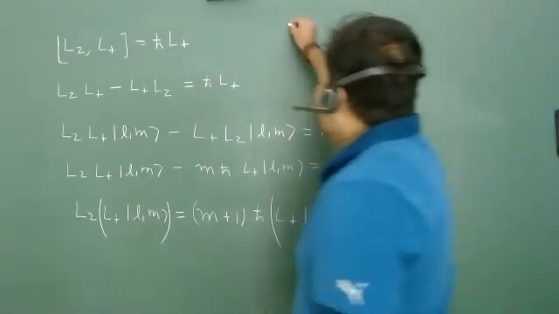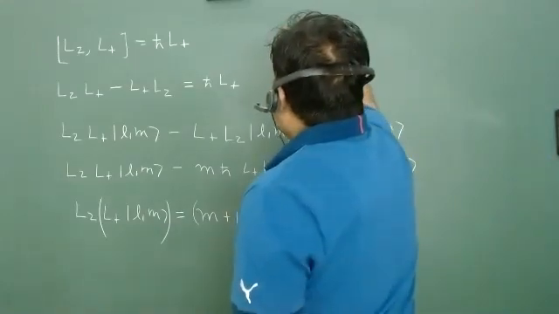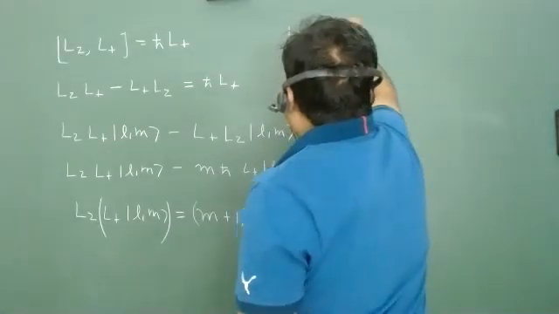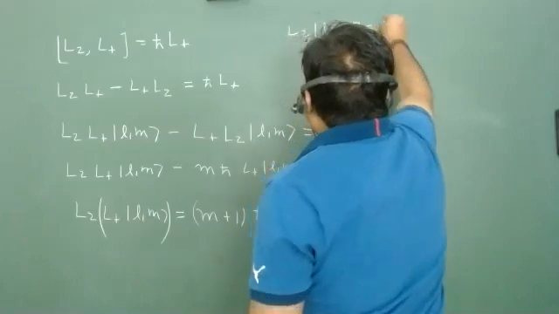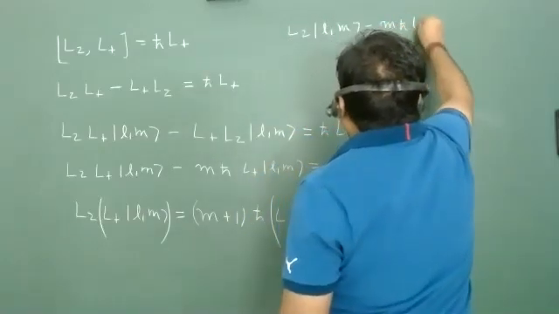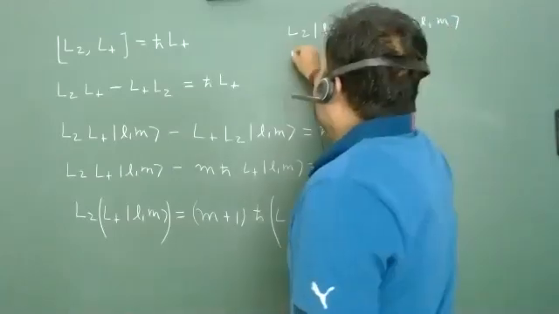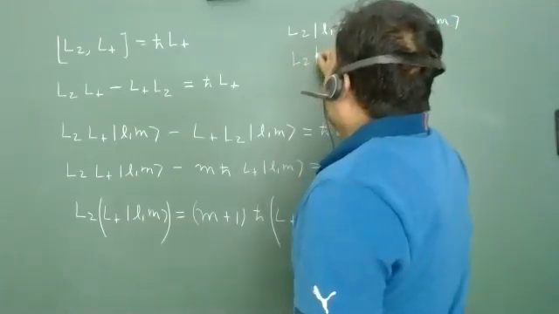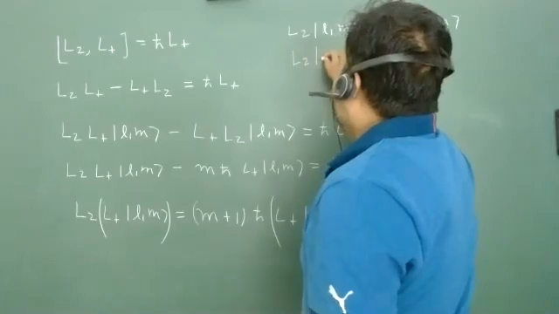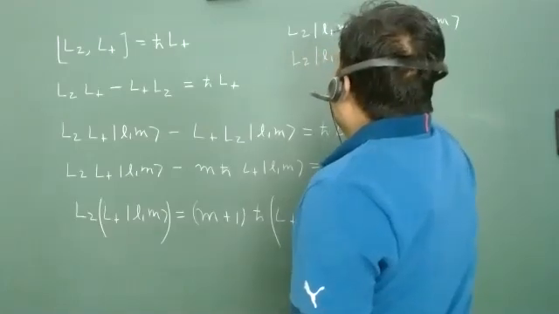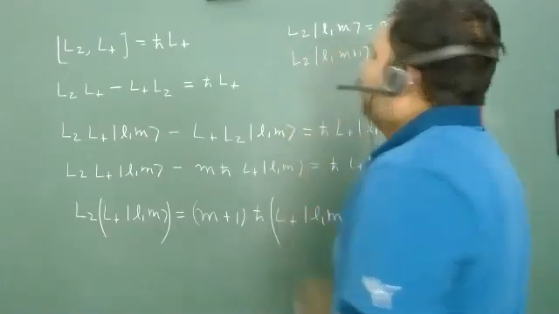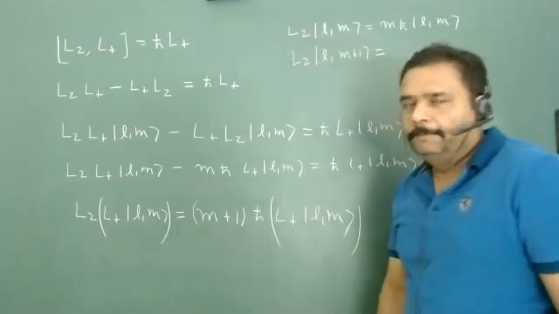Now we know that Lz operating on |l, m> gives m h-cut |l, m>. Now please tell me, if I operate Lz on |l, m+1>, what will I get? Can anybody suggest?